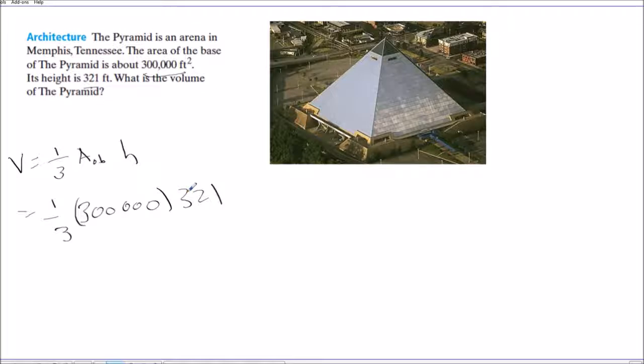And I get, oh my goodness, quite a big number. Okay, I get 32,100,000, and that is cubic feet. Now you go, whoa, that number's too big.